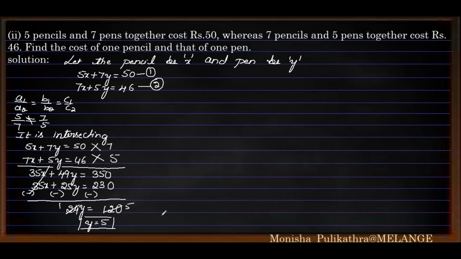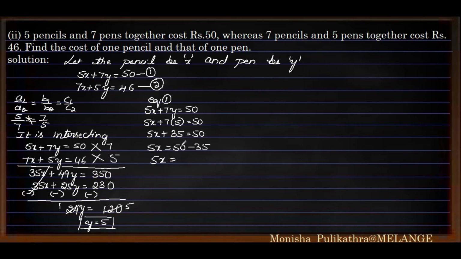We need to substitute this into equation 1 or equation 2. Okay, I will be taking equation 1, that is 5x plus 7y is equal to 50. So 5x plus 7, in the place of y we write 5, is equal to 50. So 5x plus 7 5s are 35 is equal to 50. I will be shifting this 35 to the right hand side, so 5x is equal to 50 minus 35, that is 15. So x is equal to 3.